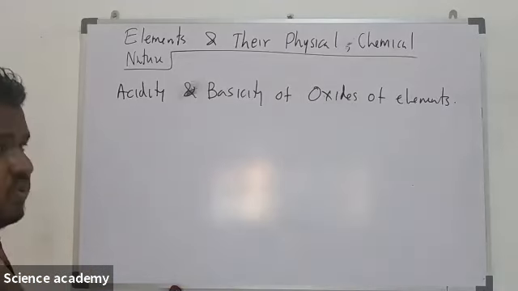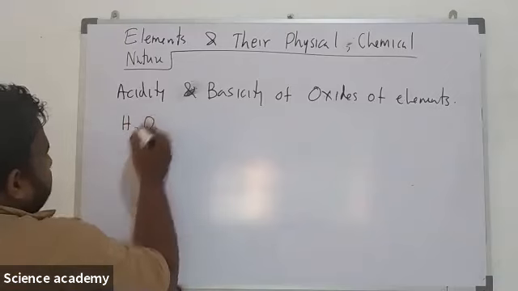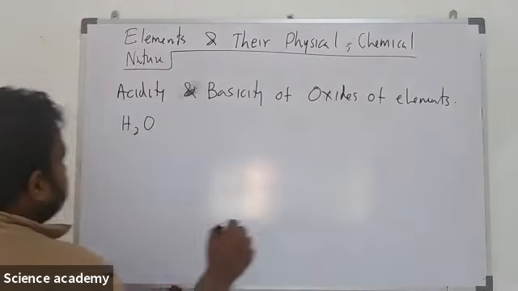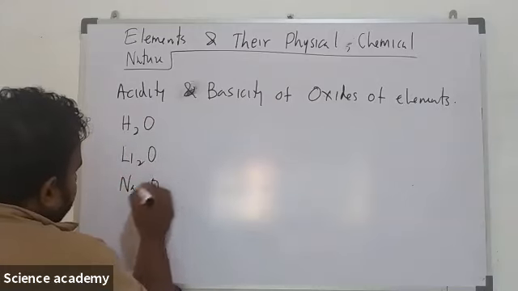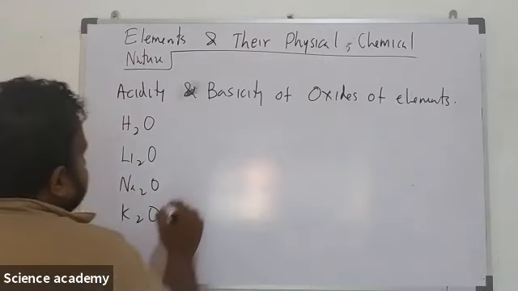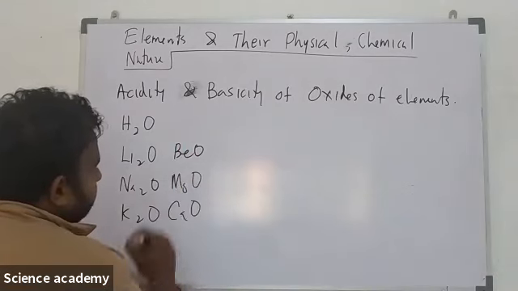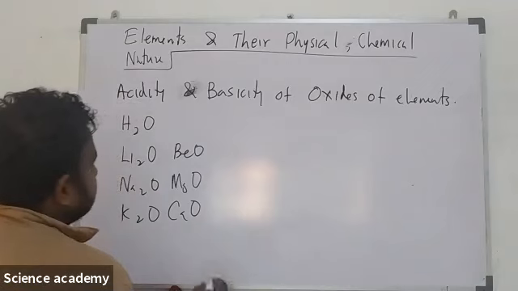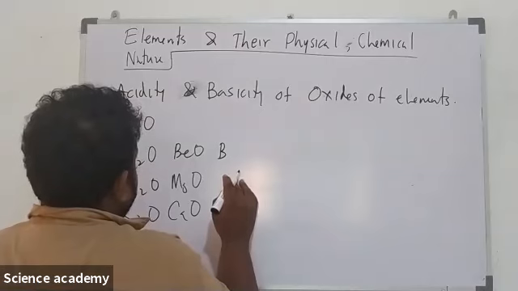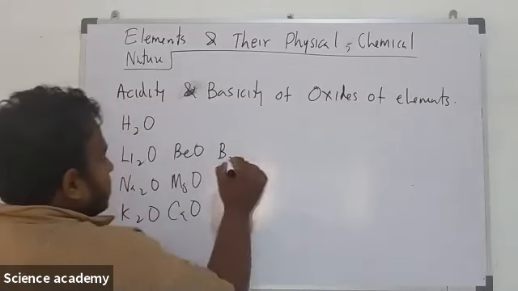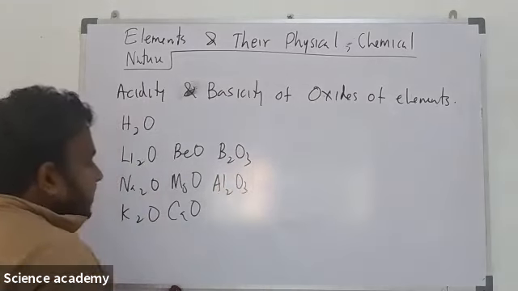So before that, you should write all the oxides. Hydrogen, the oxide is H2O. Helium, neon, argon, they are not going to make anything. Lithium, Li2O. Sodium, Na2O. Potassium, K2O. Beryllium BeO, magnesium MgO, calcium CaO. Also boron B2O3, aluminium Al2O3.